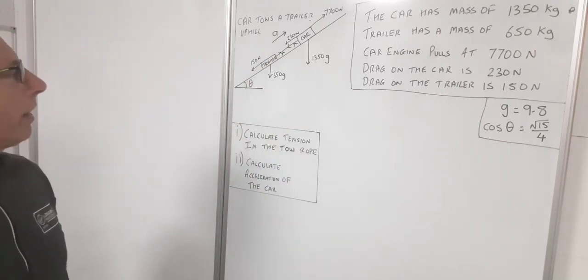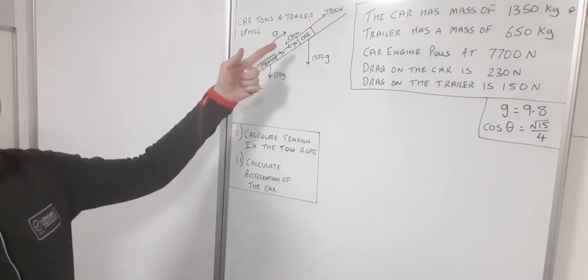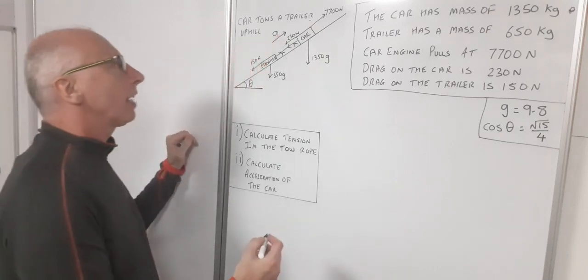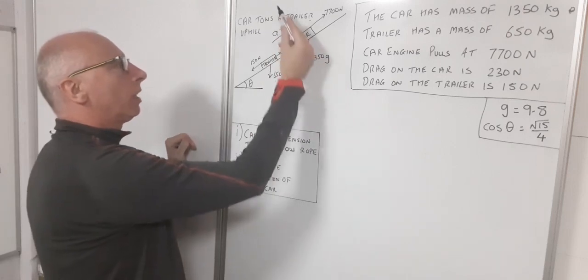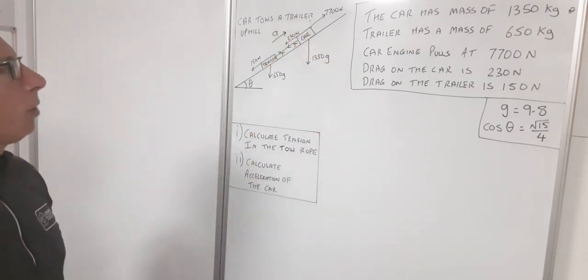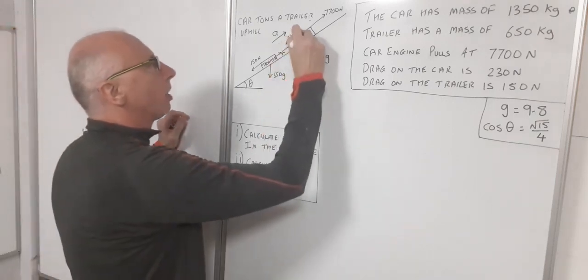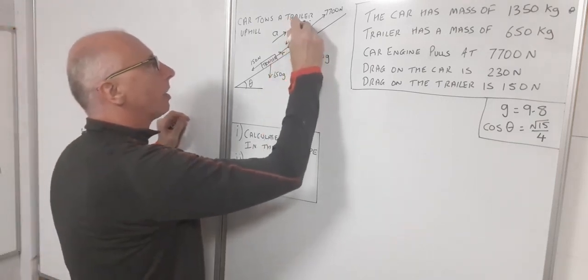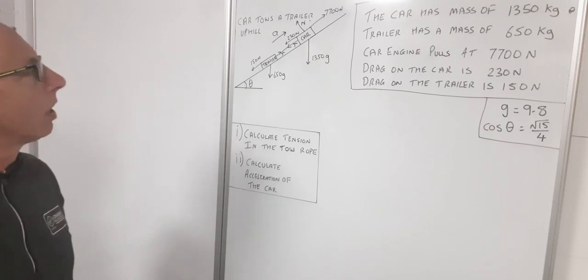Okay, now next thing we're going to need is what other forces? Well, on the trailer and the car we have the normal force. Now that is going perpendicular to the plane that it is driving along. Now the normal force on the trailer will be going over here. So that's the normal force.